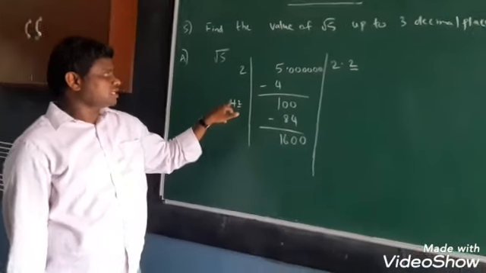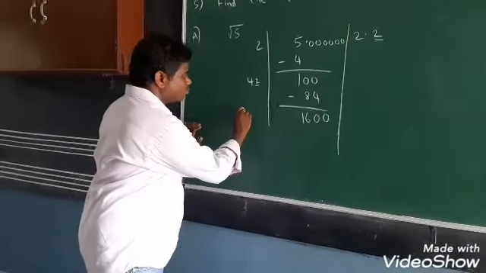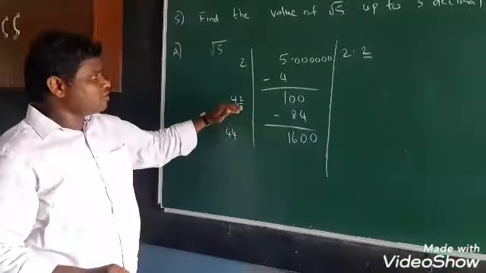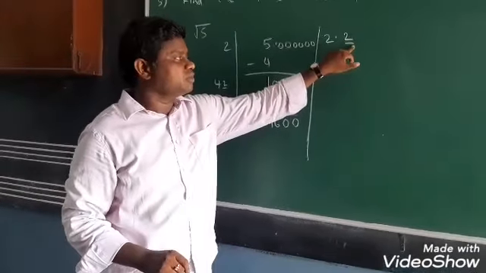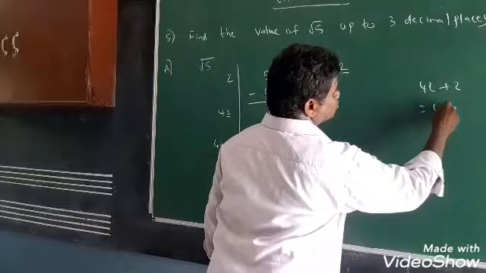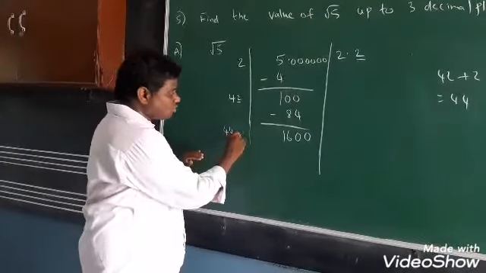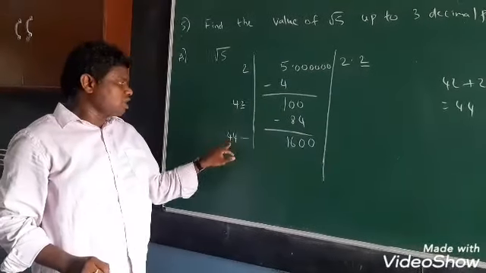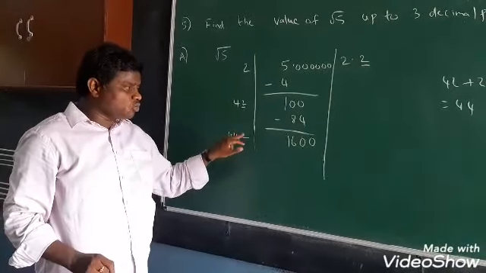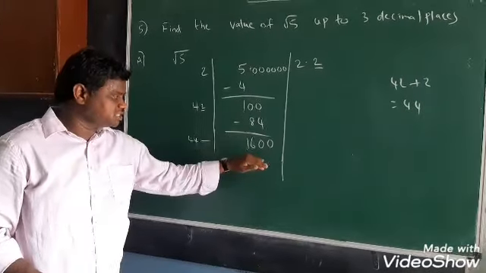So after that, 42 plus 2 becomes 44. You have to add 42, what you are multiplying, plus 2. So 42 plus 2 equals 44, and that becomes the divisor. Now next to 44 you have to keep a digit, 0, 1, 2, 3, 4, anything, such that if you multiply with it, you will get 1600.